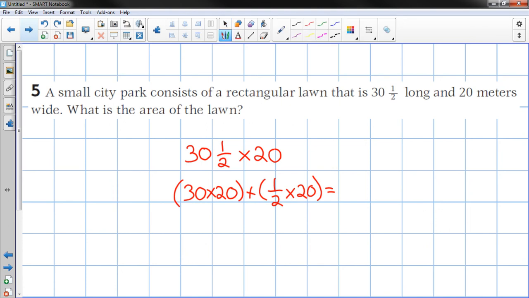Well, 30 times 20 is just, what's 3 times 2? That's 6. And then you have a 0 here and a 0 here. It's 600. You just add them. Plus, what's half of 20? Half of 20, that's 10. So 600 plus 10 is 610.